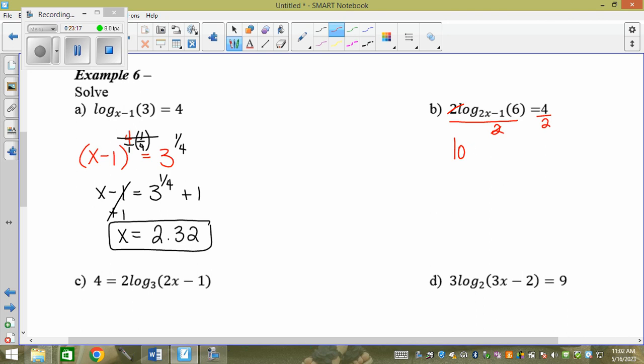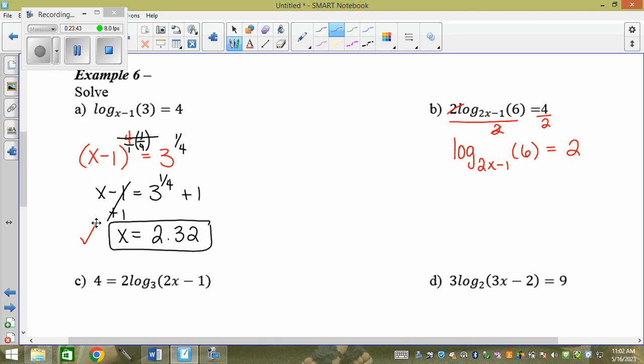And so I get log base 2x minus 1 of 6 equals 2. Oh, I forgot to check this. Guys, I forgot to check for extraneous roots. What was I thinking? If I plug this back in here, I get 2.32 minus 1, which is 1.32. Is that okay? Yeah. So it's good. And I can check them, right? y1, y2.